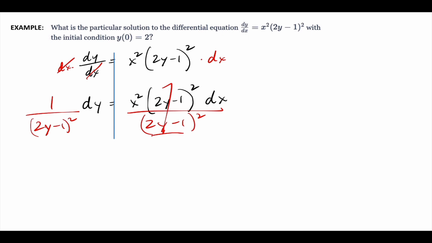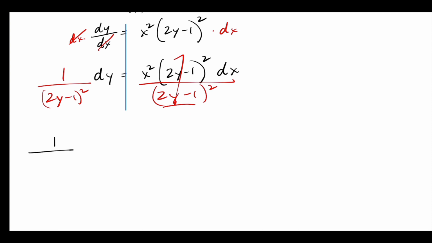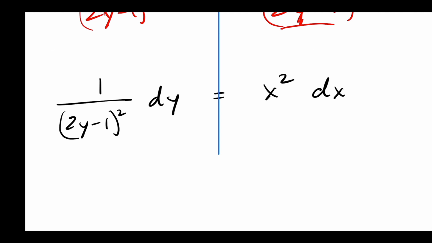Okay. Those cancel out to make a 1. So we get 1 over (2y minus 1) squared dy. And then over here, we're just left with x squared dx. Okay. Done. Right? Everything y related is on the left, with respect to y. On the right side is everything with respect to x. Step 1 done.